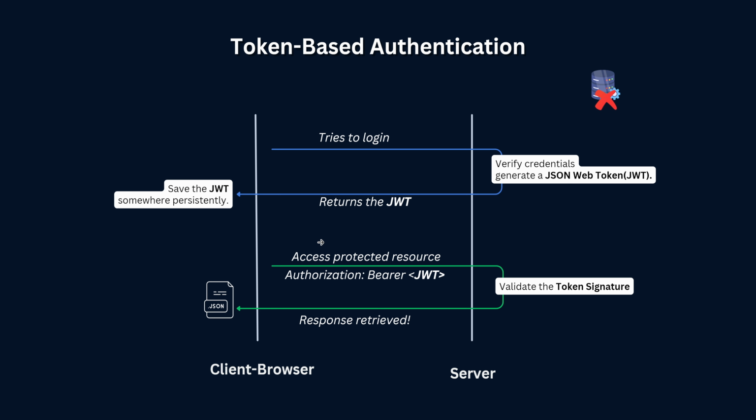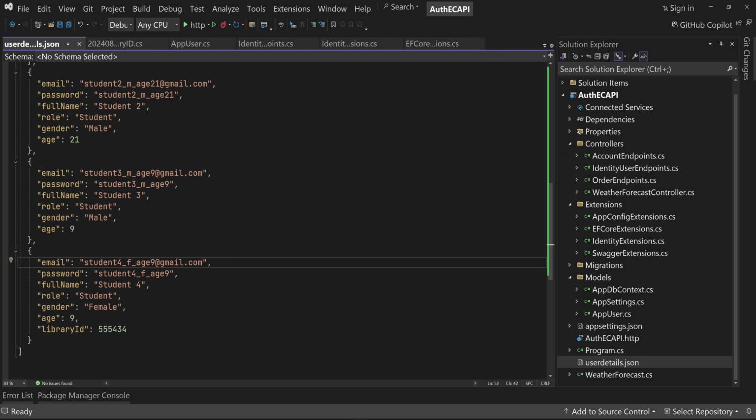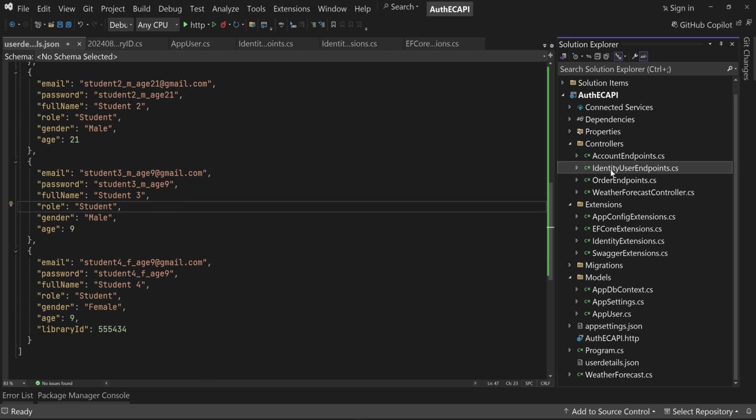So whenever we try to access a protected resource with the JSON Web Token, during the process of validating the token, it will be decrypted or unpacked into the claims principal. And whatever we have inside this claims principal can be used for defining the authorization criteria. So back to Visual Studio, let's update the sign-in endpoint.